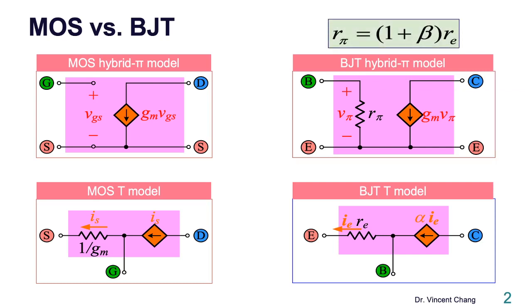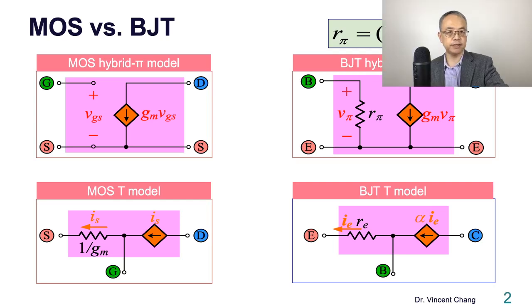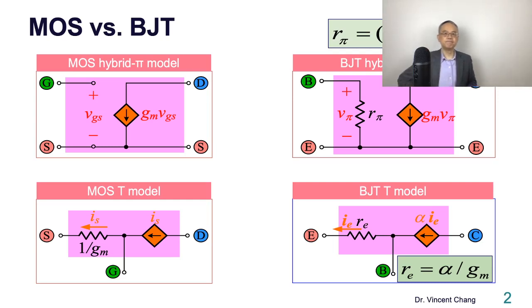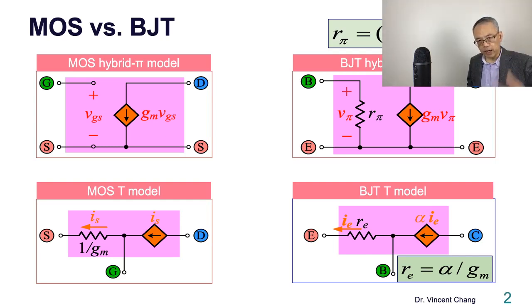What's the relationship between r pi and RE? 1 plus beta, right? 1 plus beta. r pi equals RE times 1 plus beta. So the relationship between RE and gm is this. So what's the bridge? How to build a bridge between the bipolar and the MOS?